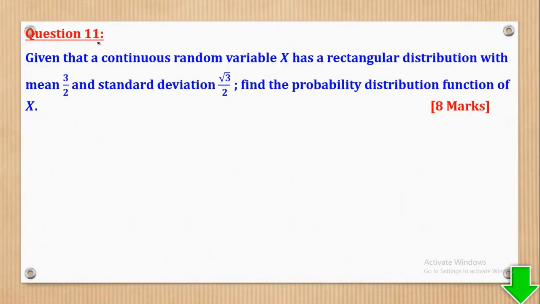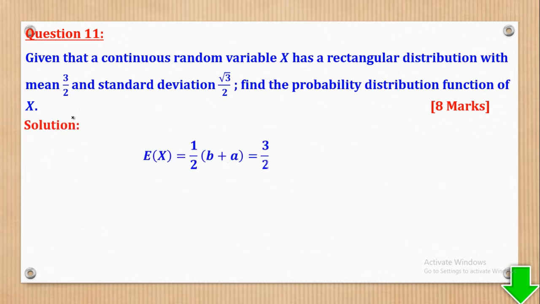So now we shall go to question 11. Question 11 says, given that a continuous random variable capital X has a rectangular distribution with mean of 3 over 2 and standard deviation of root 3 over 2, find the probability distribution function of X. So here we are given mean and standard deviation.